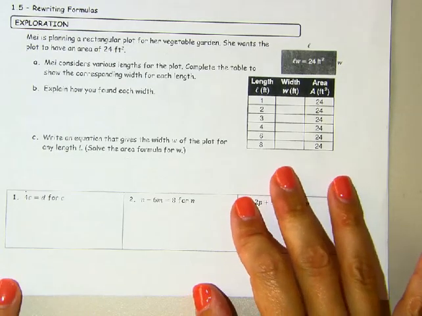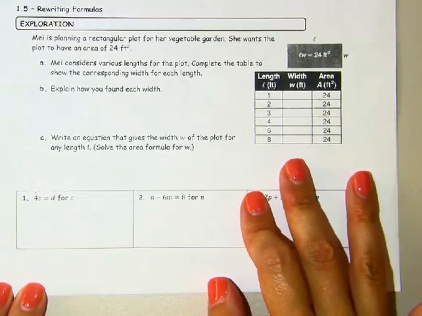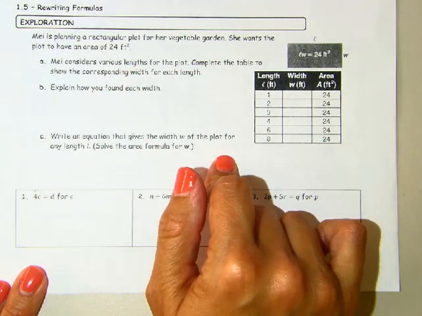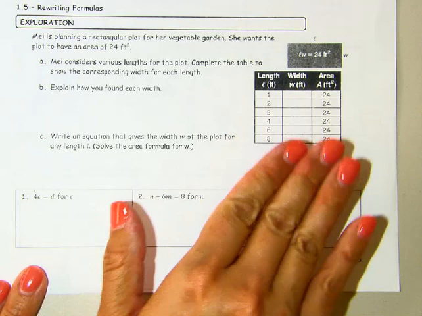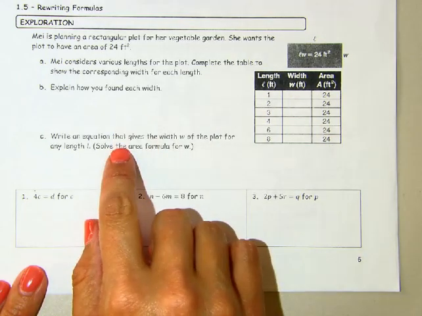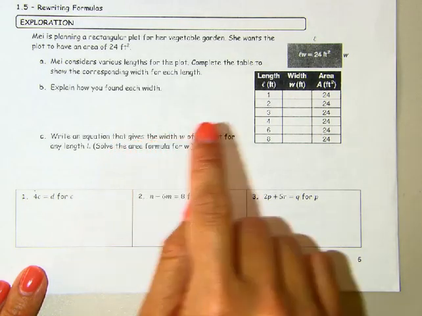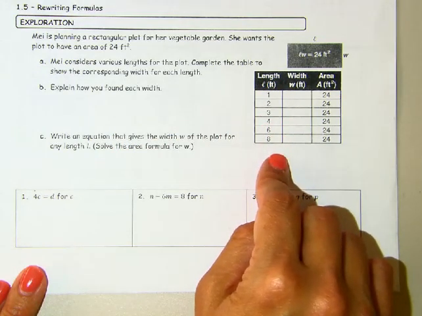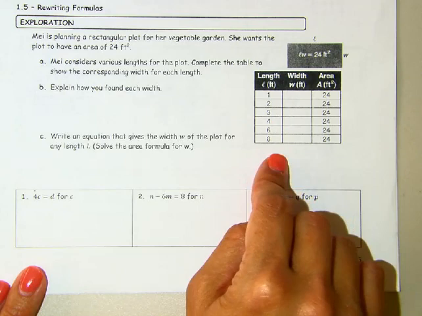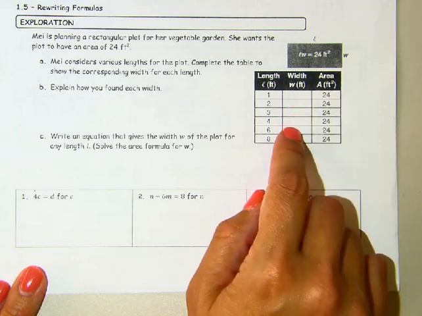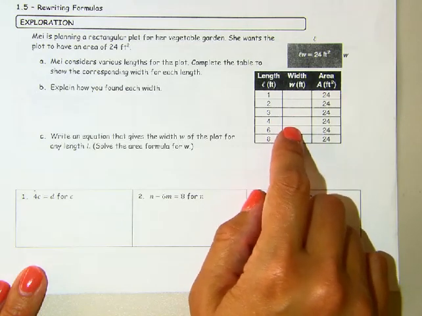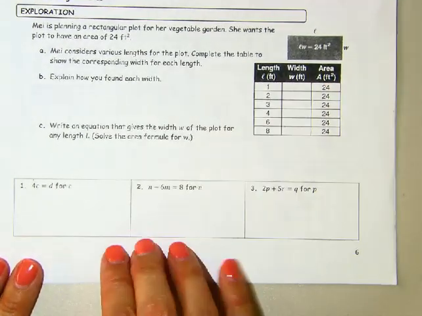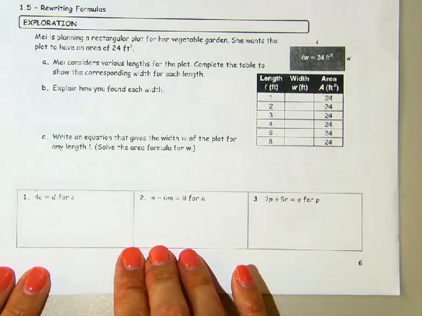Okay, so we started 1.5 today, and students are required to do the exploration. So you need to do that on your own. And what you should notice is that you end up rearranging your equation of the area a little bit to find width, okay? So you can do that, but that leads us into why we're doing the rewriting of formulas.